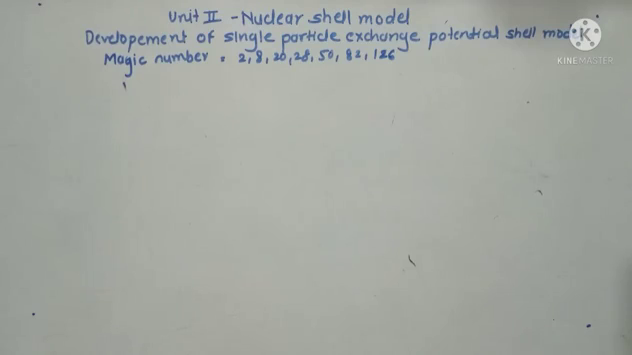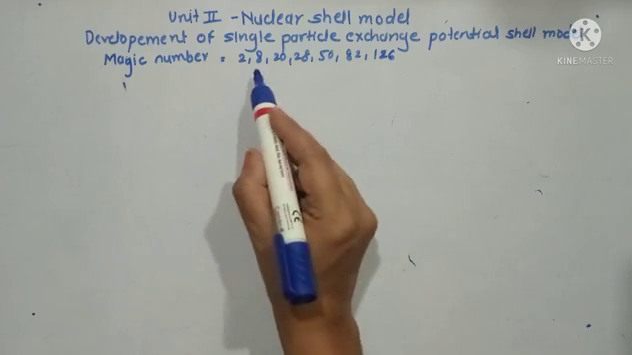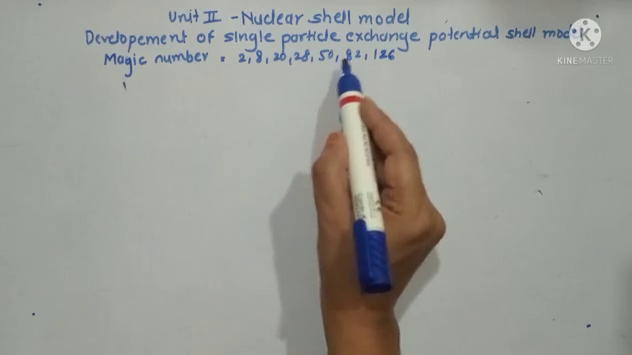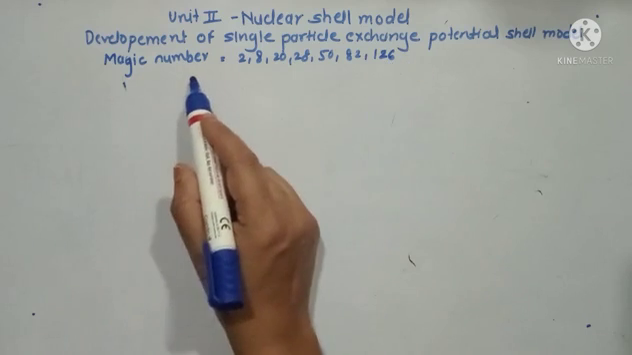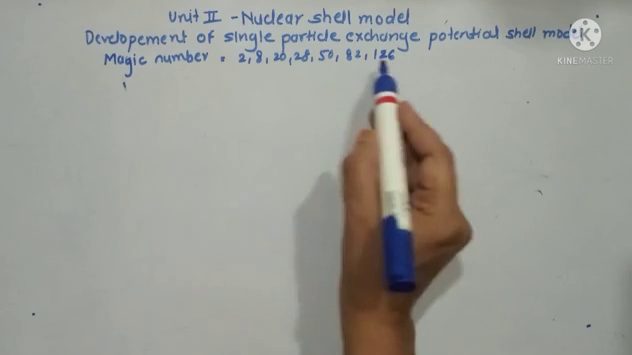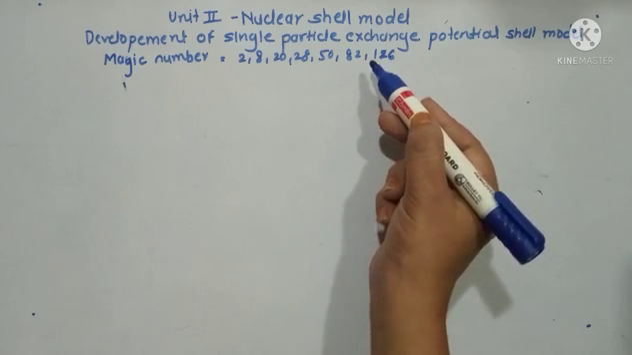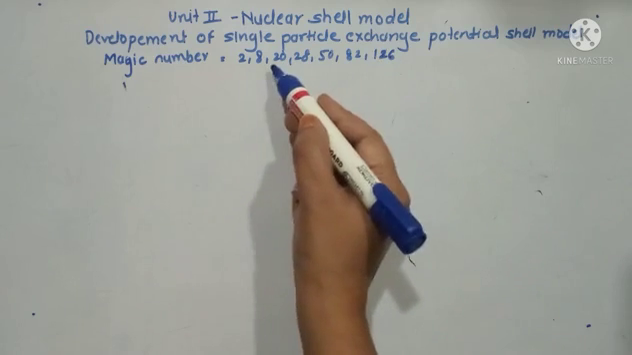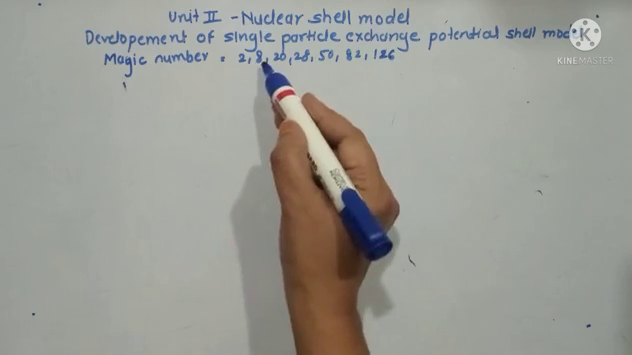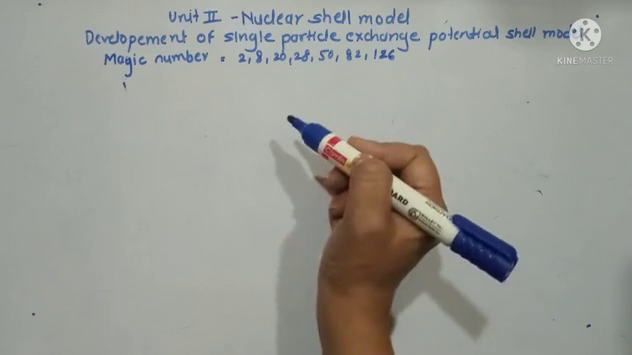In the last lecture, we have seen that scientists found evidences for the nuclear shell model, and the shell closure was supposed to be obtained at 2, 8, 20, 28, 50, 82, and 126. These are called the magic numbers. What is the meaning of the magic number? That the shells are supposed to be closed at the neutron number 2, 8, 20, 28, and so on.